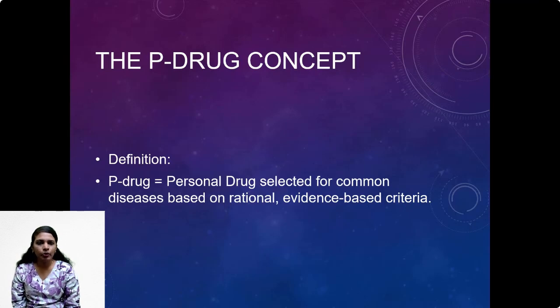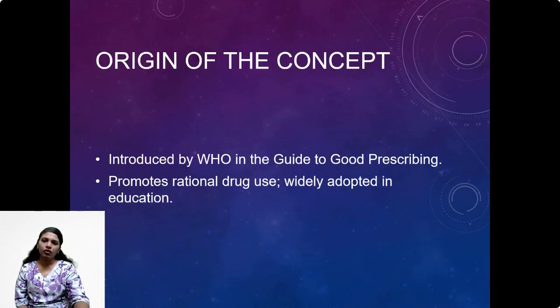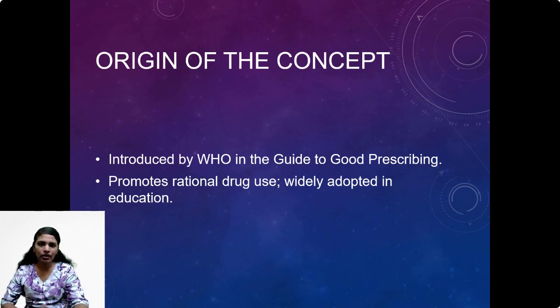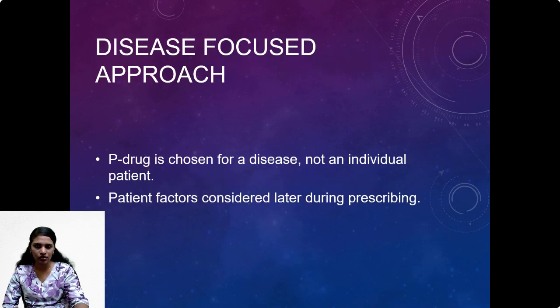Today we will be learning about the P-drug concept, and the definition of P-drug is personal drug selected for common diseases based on rational and evidence-based criteria. So, how did this concept originate? It was initially introduced by WHO in order to guide physicians for good prescribing practices, and it helps us to promote rational use of drugs, and it is widely adopted in various education as well as primary healthcare, secondary and tertiary healthcare centers. And here we have a disease focused approach.